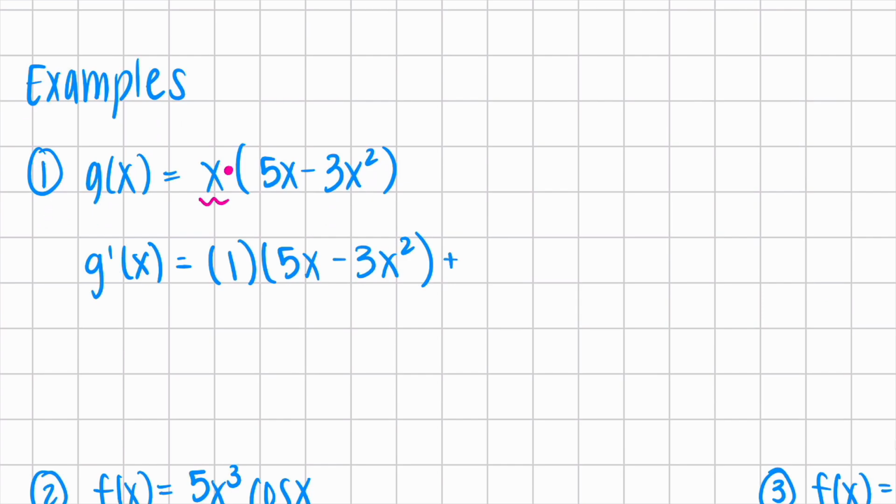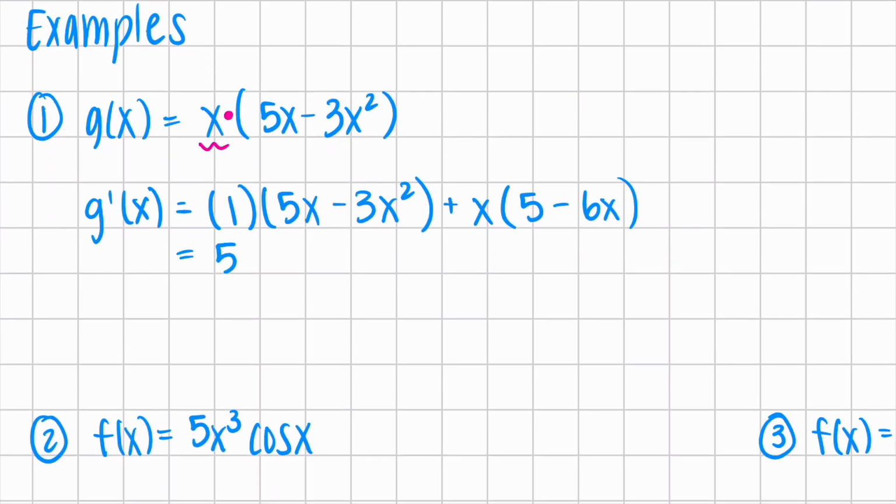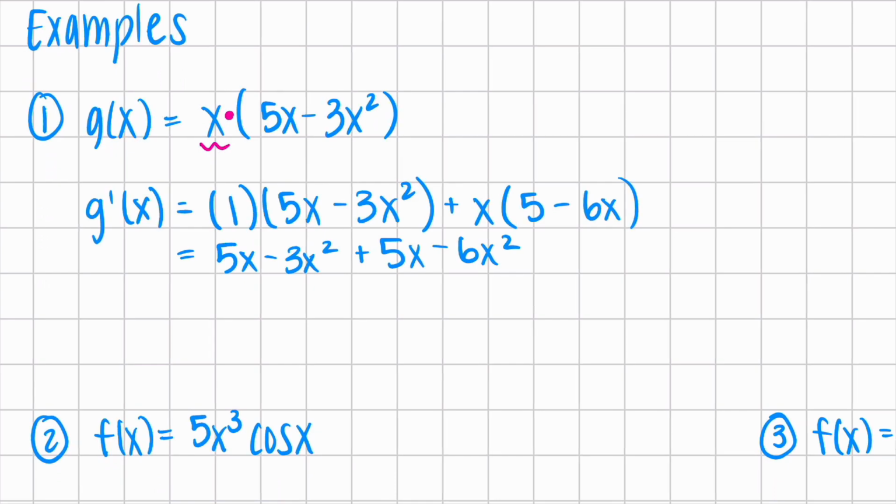Then we have a plus. Now leave the first function, so I'm leaving the x. Take the derivative of the second function, 5 minus 6x. That is us using our power rule. That is us using our product rule. From there, we want to simplify, so 5x minus 3x squared, I'm going to distribute my x. Combine like terms, I get negative 9x squared plus 10x. And that is my derivative.